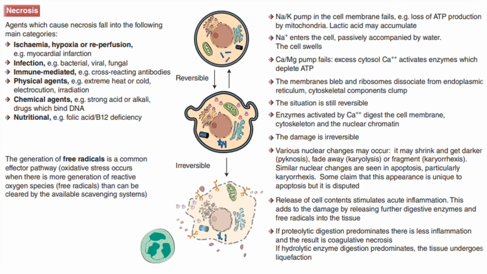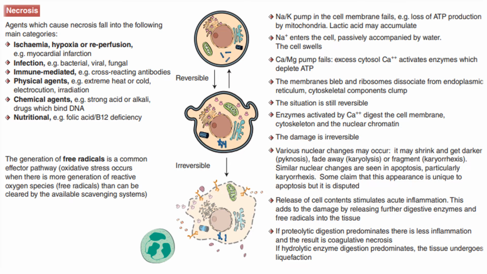The calcium or magnesium pump will fail. Excess cytosolic calcium ion will activate enzymes which deplete the ATP. The membrane blebs and ribosomes dissociate from the endoplasmic reticulum. Cytoskeletal components clump. This situation is still reversible.